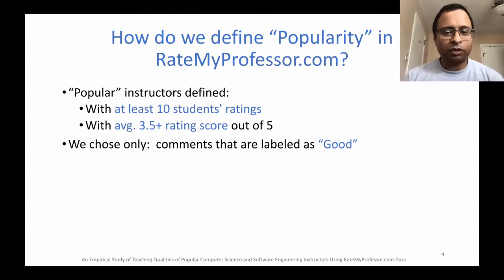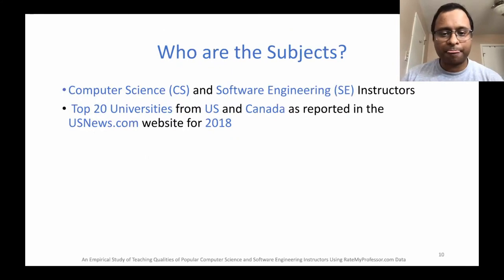And for popularity, what we did is we chose those computer science professors or software engineering professors who have at least 10 students' feedback, and also an average rating score of 3.5 or more out of 5. And we only chose the good student comments. Remember, we are trying to figure out the guidelines of the popular computer science professors and learn from them. So we just chose the good comments from the students. Now, as I said, we did this study for computer science and software engineering professors from the top 20 universities from US and Canada.